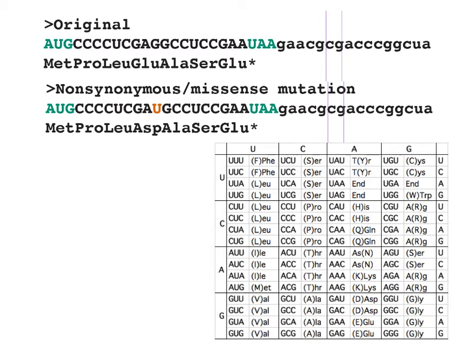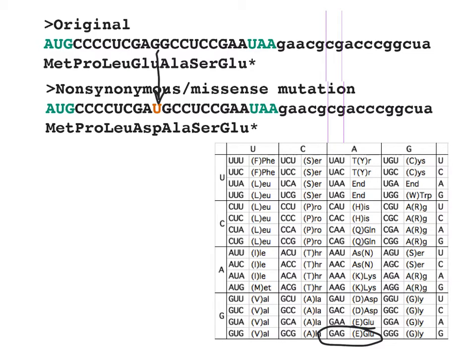So here's an example of a non-synonymous mutation. Again, that red nucleotide is the one that changed. So GAG becomes GAU. GAG, glutamic acid, to ASP, aspartic acid. So slight change. One amino acid changes.